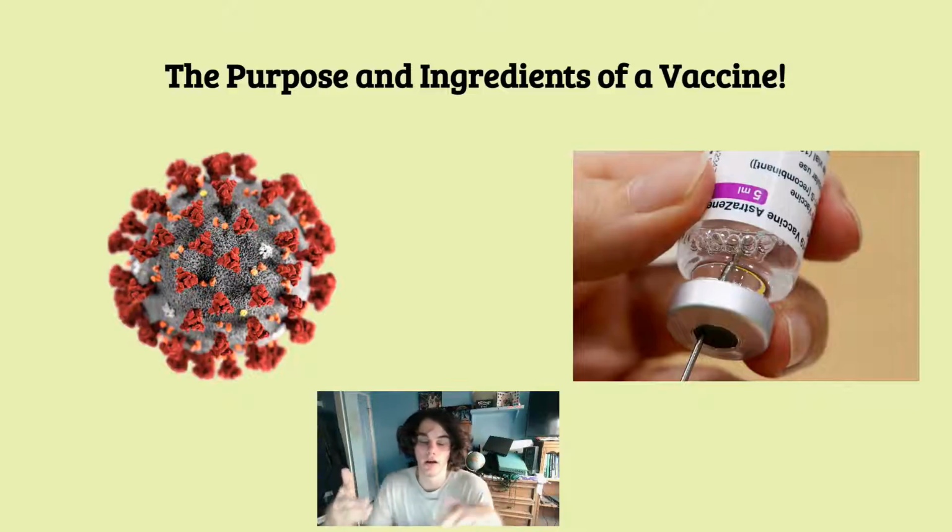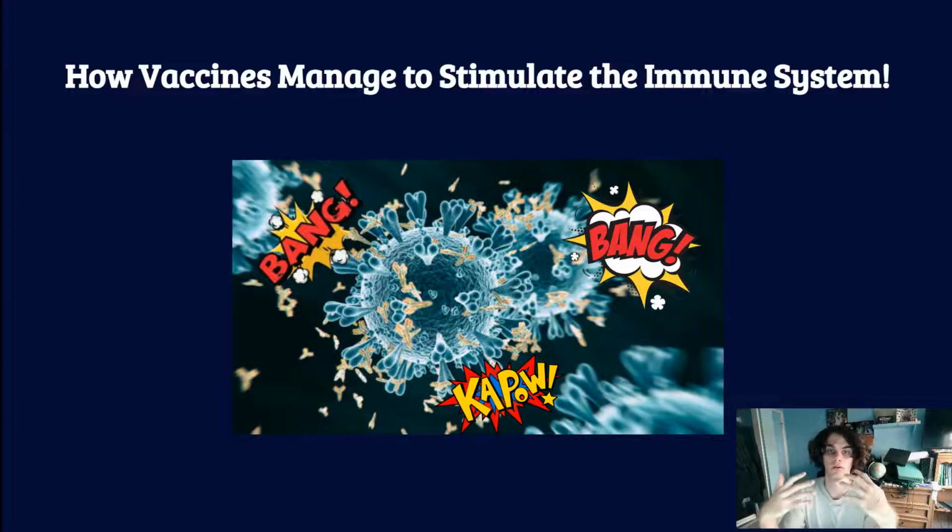Which brings on the topic of how vaccines stimulate the immune system. So, vaccines, like I said, bring in a foreign virus into the body, which causes the immune system to react and send out T cells. Those T cells create antibodies to attack that specific antigen and destroy it, which helps to fight off the infection.